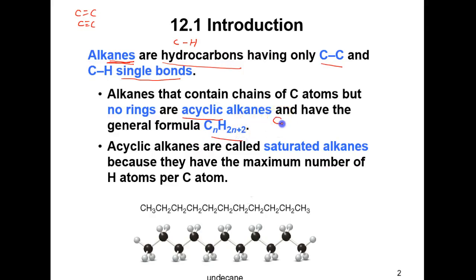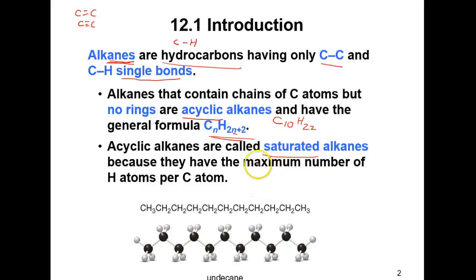So for example, if I have a molecule that has 10 carbons on it, I can figure out how many hydrogens that acyclic alkane is going to have. It's going to have 22 hydrogens. You just plug in 10 for n: 2 times 10 is 20, plus 2 is 22. That's a neat little formula. If you're given a compound with 8 carbons, and it tells you it's an acyclic alkane, you can figure out that it would have 18 hydrogens.